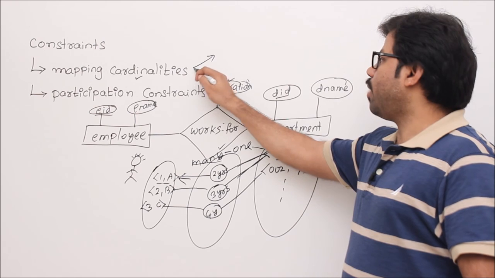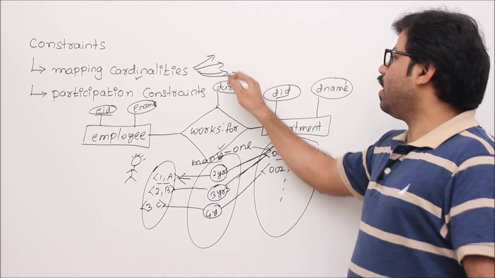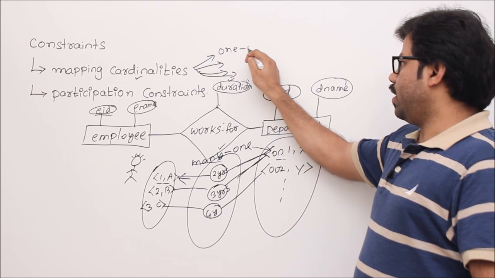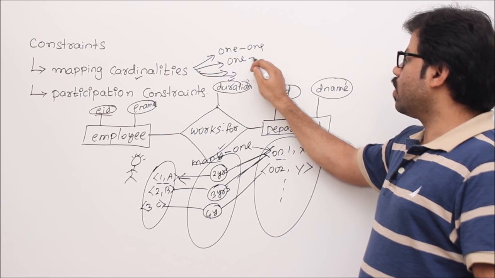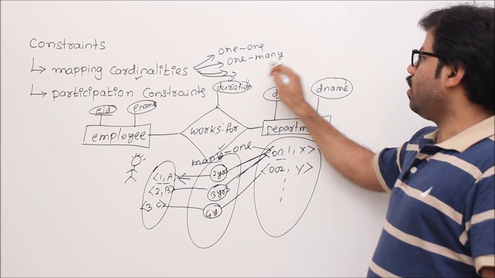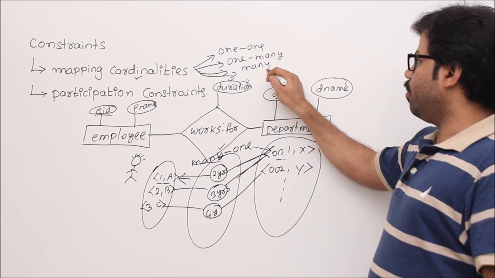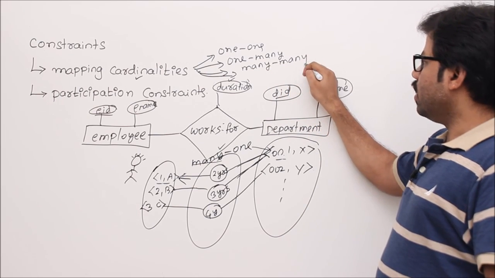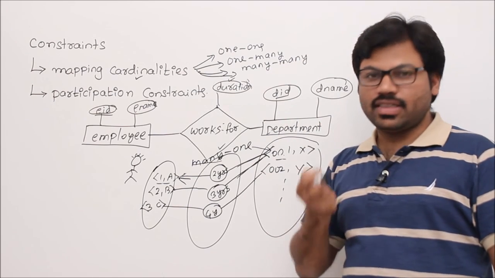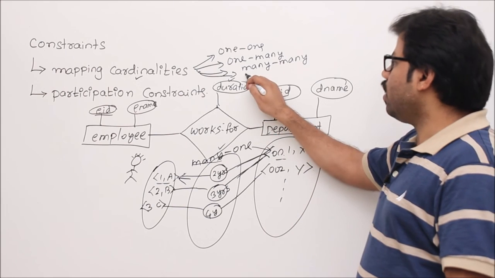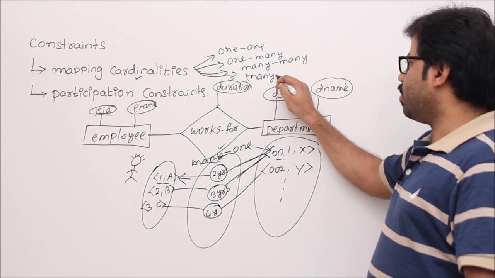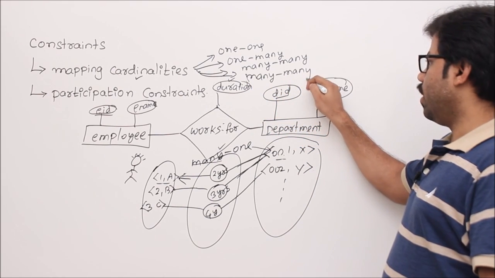There are four types of mapping cardinalities. They are one to one and one to many and many to one and many to many. So this mapping cardinality is one of the essential feature of the data. That's why we are going to record in ER diagrams and we are able to record it also.